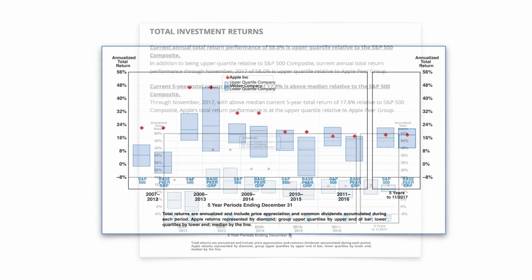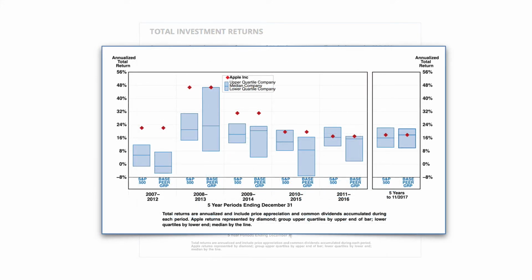Total returns measure price appreciation plus dividends. Here the performance of Apple with the red dot is compared both to the S&P and the base peer group. Apple's performance, as you can see on a trailing 5-year total return basis, was outstanding through the end of 2014, after which the relative position has begun to erode. And for the most recent period through November, you can see that Apple's 5-year total returns relative to both the S&P and the peer group are about at the median.